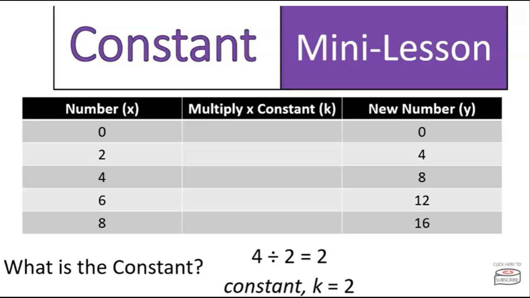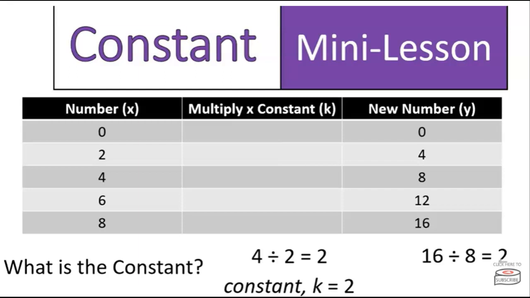Notice I did not use the number 0 because that's not going to help us find our constant. Any number times 0 gives us a new value of 0. So that's the one that wouldn't be helpful. Other than that, you can go through this list and every single number on the far right side divided by your x value on the left will give you the same constant value.